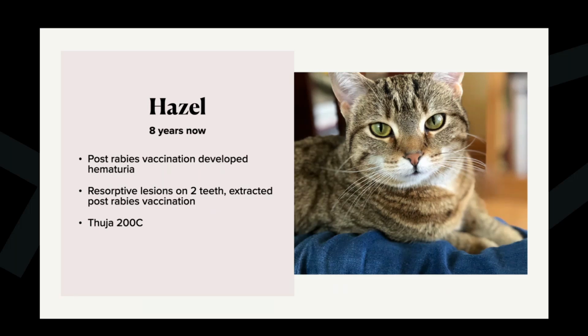So the person didn't tell me that she had received a rabies vaccination and developed hematuria. I knew about the hematuria. I didn't know about the rabies vaccination. And so I continued giving her some lower dose pulsatilla, which didn't resolve anything with the hematuria. Then she went in for some resorptive lesions on 2 teeth, and they were extracted. And this was, again, also after the rabies vaccination several months later.